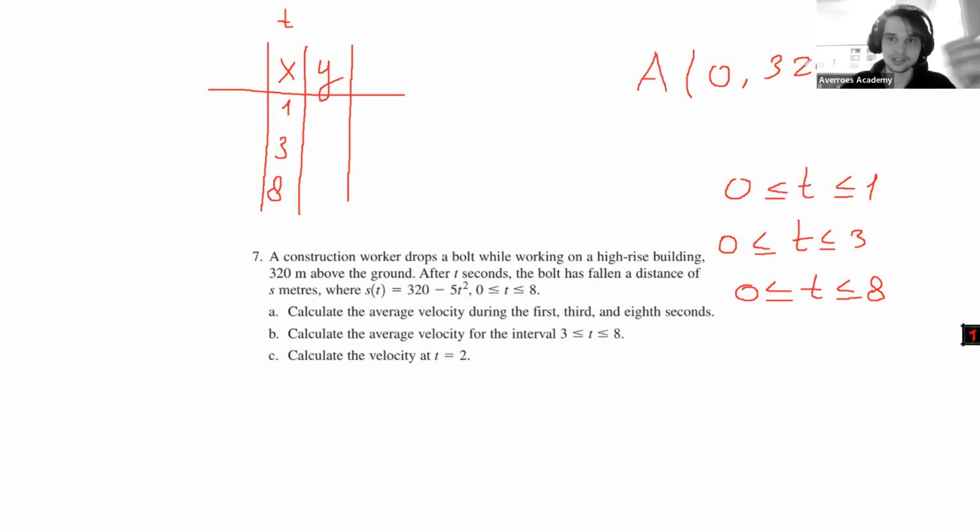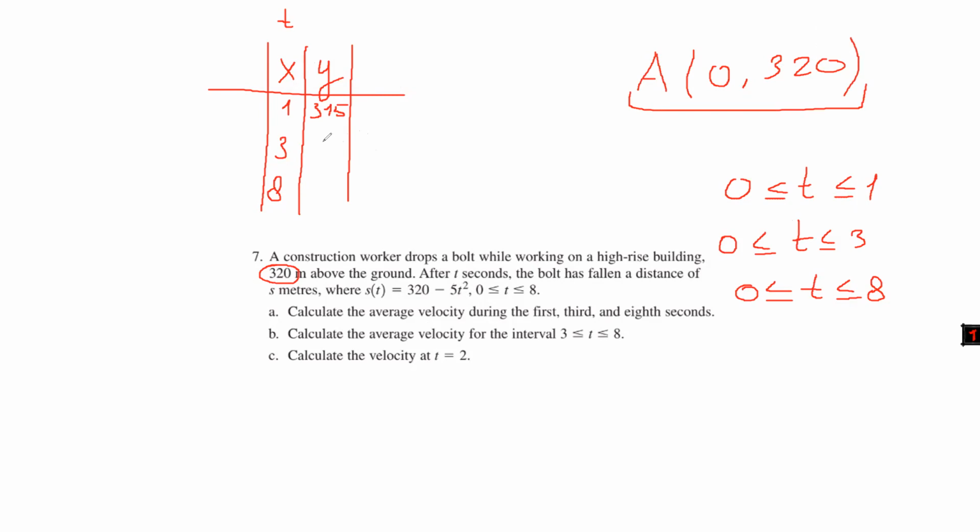While x equals 0, the height is 320 meters. At the starting point of time, he's dropping the bolt from the very highest point, right? So now we know the first point. Let's find the second point. x equals 1. We can add it here. It's going to be 320 minus 5, which is 315. You see what I mean?